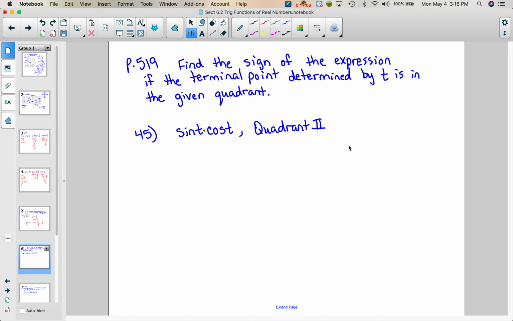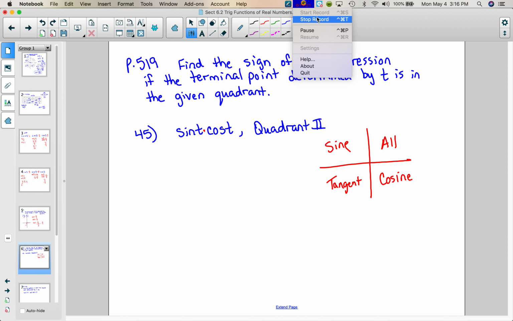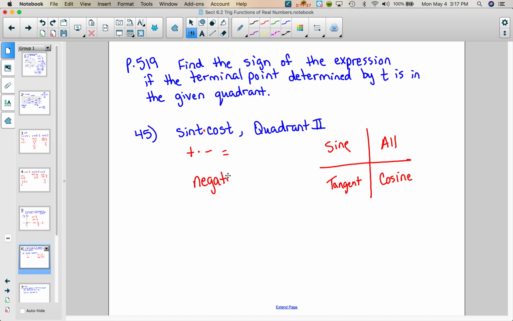Well, quadrant 2, we know sine is positive because remember we have all students take calculus. So this tells us where it is positive. So sine is positive. Cosine is, in quadrant 2, cosine is negative. So my product is negative. We've done some similar to that before, but not with these kind of confusing sounding directions.